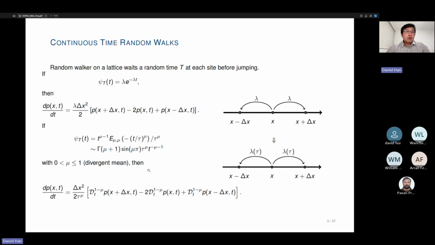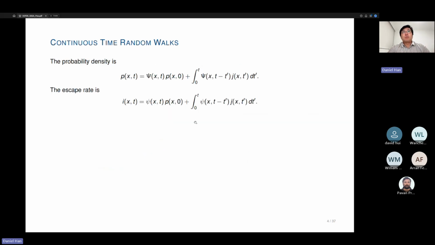If you now formulate a governing equation of how your probability density function spreads on the discrete lattice, at position x plus delta x, then you end up with some equation like this. And the operator that you're seeing here, d to the power of 1 minus mu subscript t, is what you call the Riemann-Liouville fractional derivative. And this can be derived in the following way.